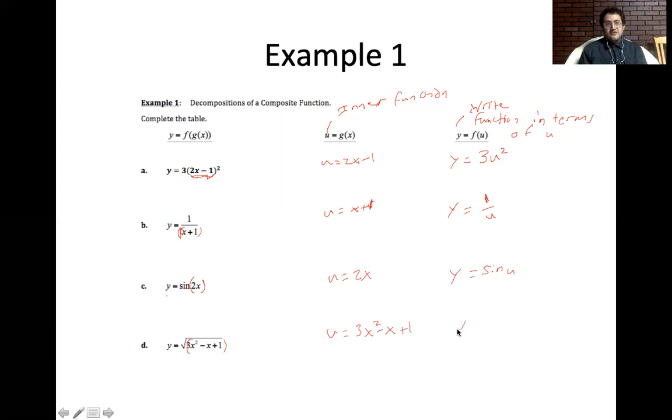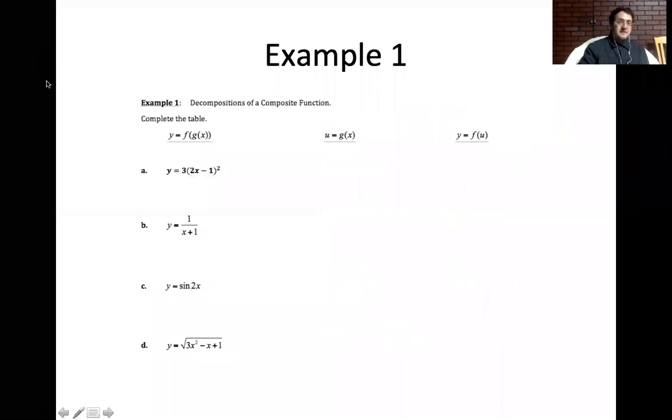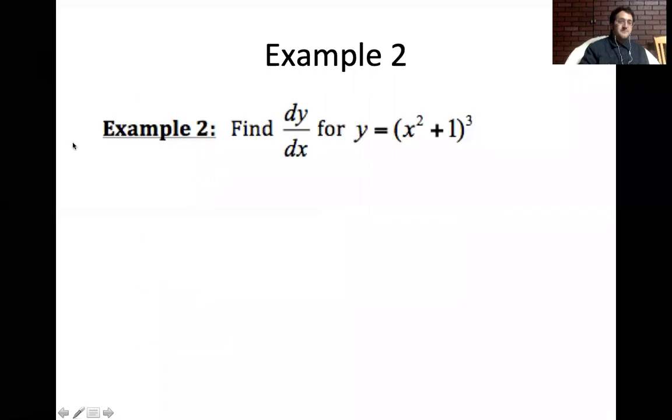So then I would just write this as y equals square root of u. And what you'll notice here is that these are actually a lot easier to take derivatives of. So now let's actually go through the steps to doing a chain rule in practice.